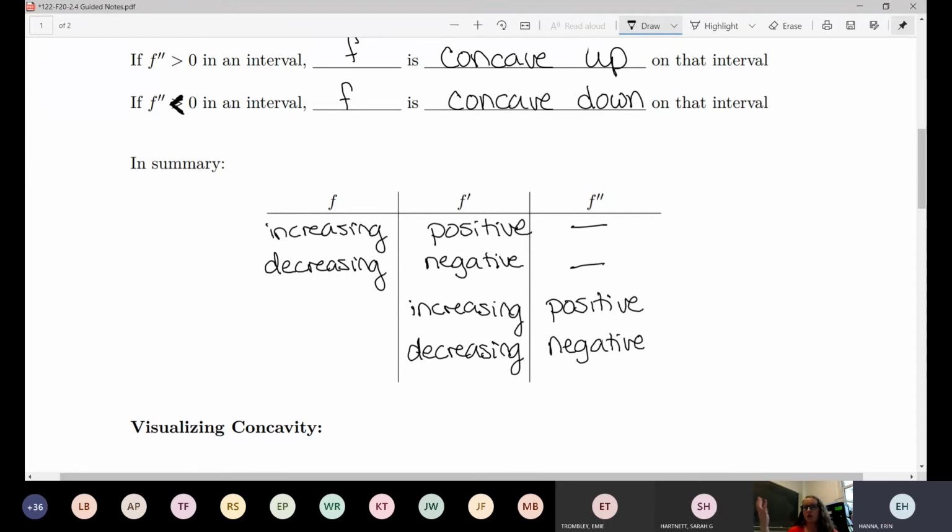And then we're also told this new relationship between the original function and the second derivative. So if the second derivative is positive, the original is concave up. And if the second derivative is negative, it's concave down.